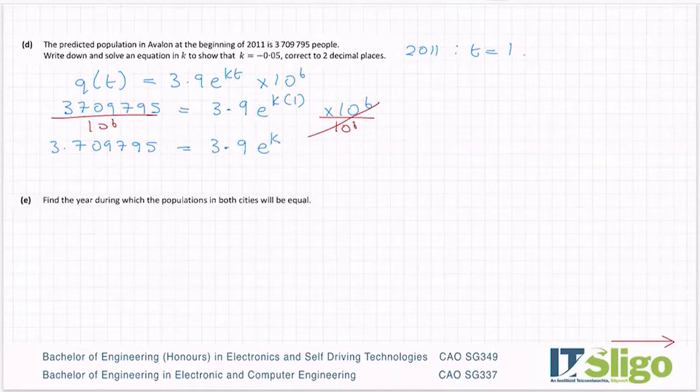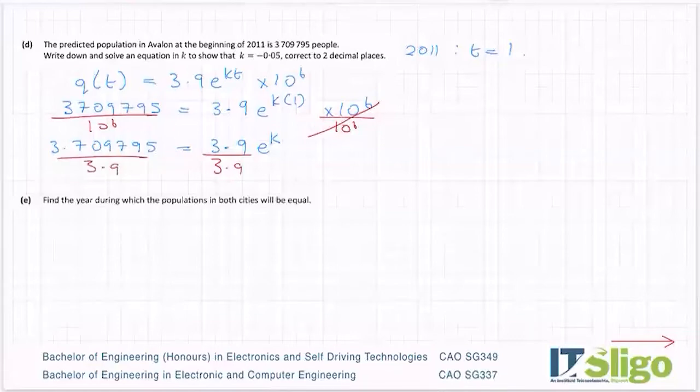So I've got 3.709795 is equal to 3.9 e to the k. Divide across by 3.9. All the time I'm stripping away from around what I need. Okay, so divide that by 3.9, and I'm getting, I'm just going to come up here, guys.